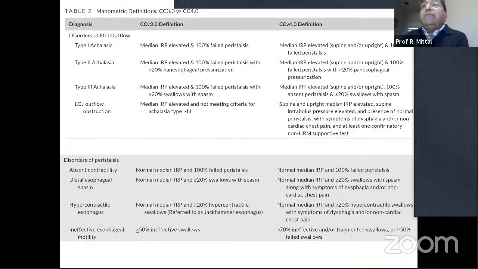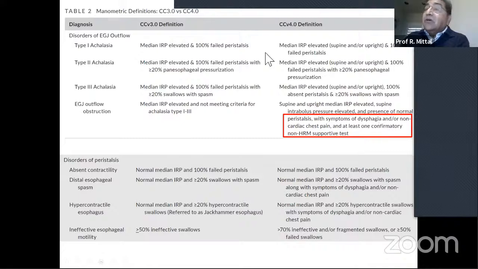And then there are differences. Just to point out, Chicago 3 versus Chicago 4, there are some minor differences in terms of the classification. But from my point of view, the most important thing is to look at the patient's symptoms, symptoms of all these motility disorders. You don't want to make a diagnosis just based on the motility disorder. You've got to go and talk to the patient and figure out what the precise symptom is, and then look at your manometry, not the other way around.